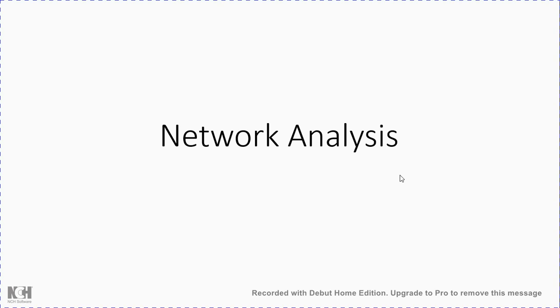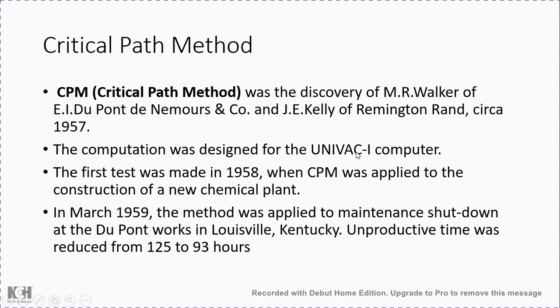Basically, network analysis is distributed into two parts. One is the critical path method, and another is PERT, project evaluation and review technique. Today we will be discussing only the first part, that is the CPM, and we will be taking care of the PERT later on.